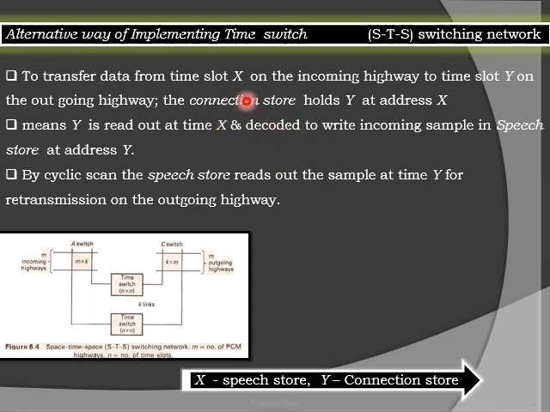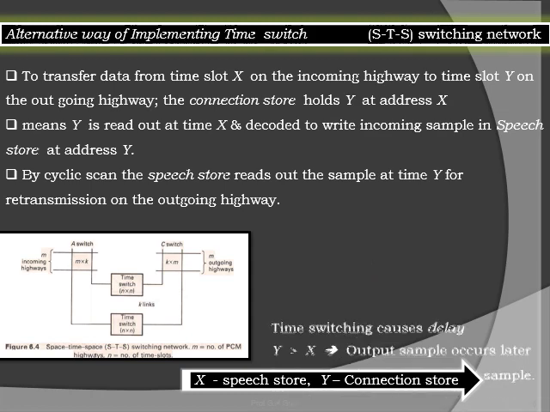You can see here, the connection store will hold the addresses of outgoing slots Y. Whenever each PCM sample is coming into the speech store at address X, it will be updated in the corresponding addresses of Y in the connection store. That will be decoded, and the corresponding speech samples will be read out cyclically. All these things are happening cyclically: reading out of speech, writing into the speech store, writing into the connection store and reading from it.